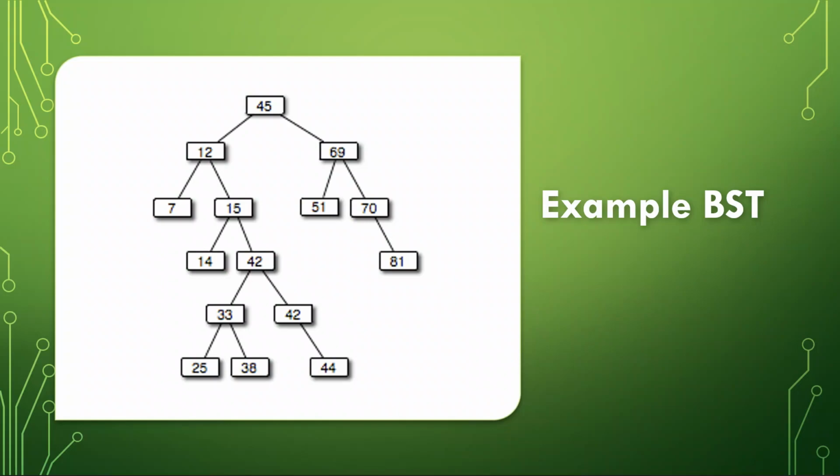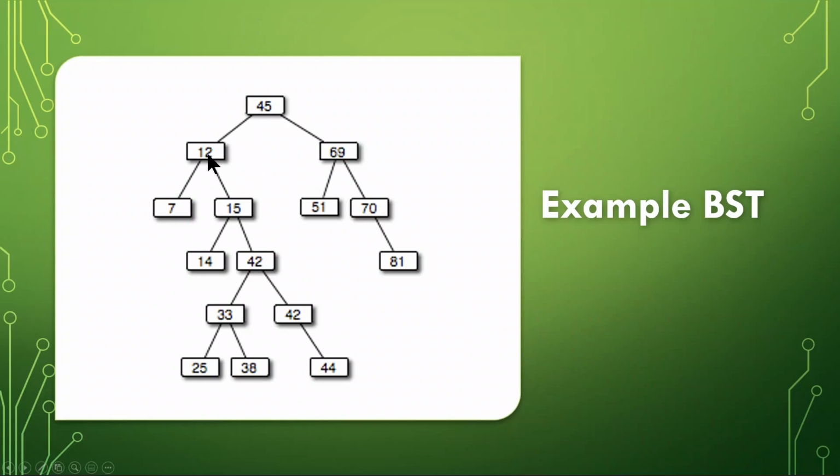So for example, this is an example of a binary search tree where the data being stored is just integers. If we start up here looking at the root of 45, you can see the left and right children attached to this parent. Going down the left, 12 is less than 45, and 69 is greater than 45. And so this does match a binary search tree.